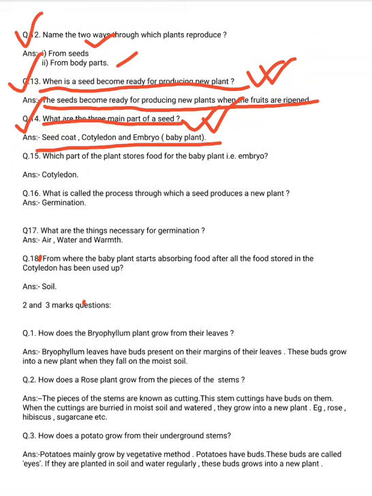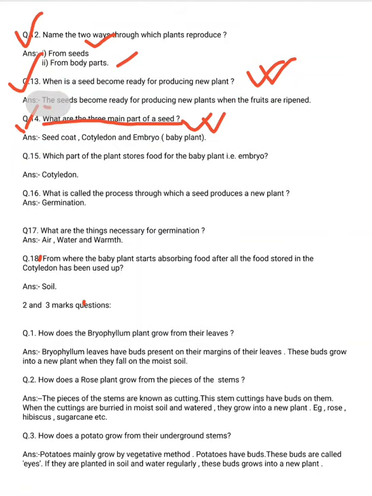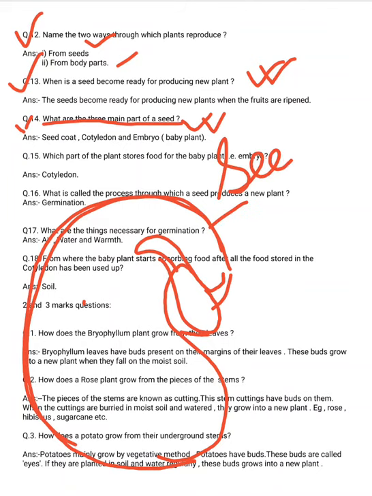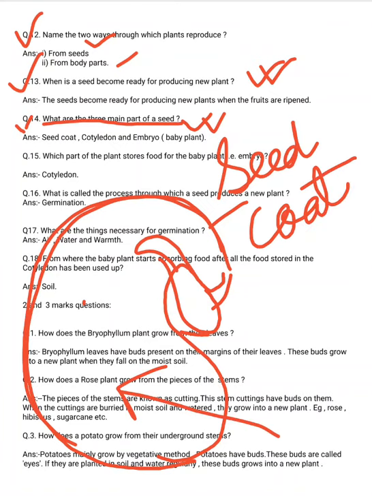and you have to write the three main parts of the seed. This is one of the most important questions. Question number 14: what are the three main parts of a seed? The structure of a seed is like that. Here there is also a baby plant. The outer surface is called the seed coat. And this part is called cotyledon.